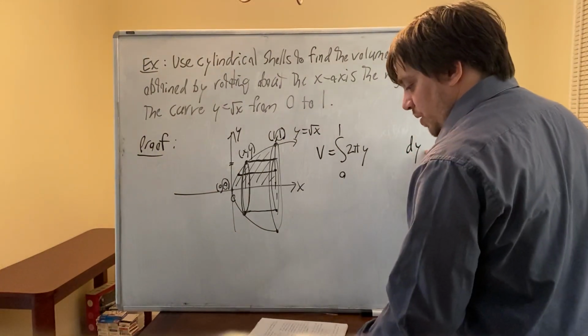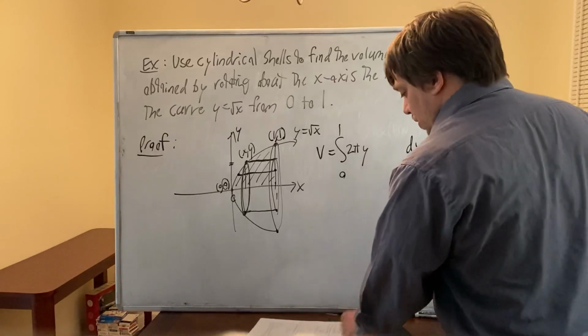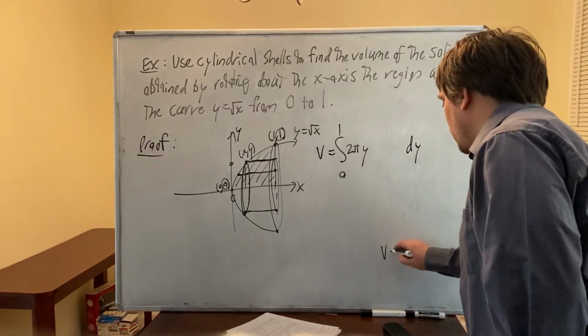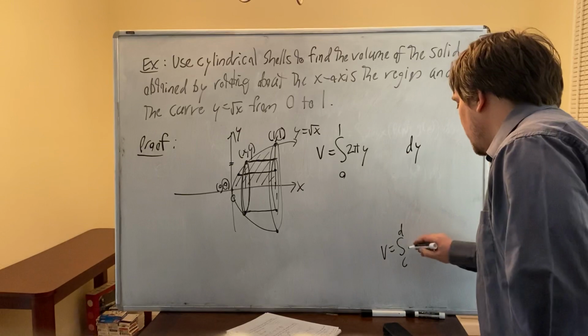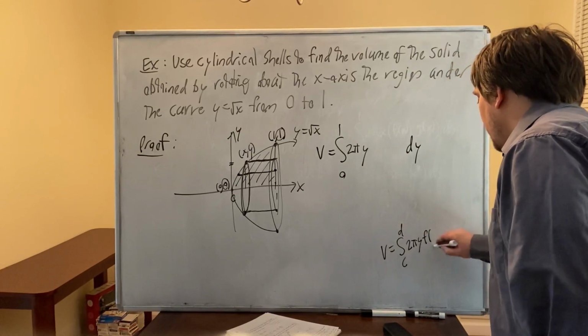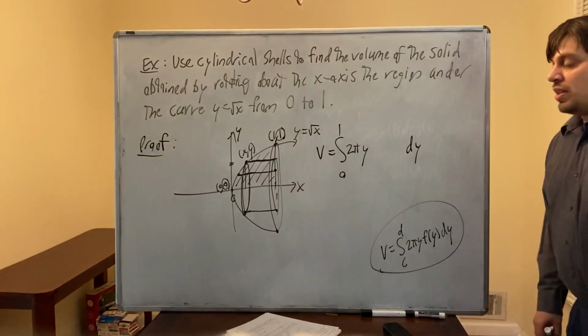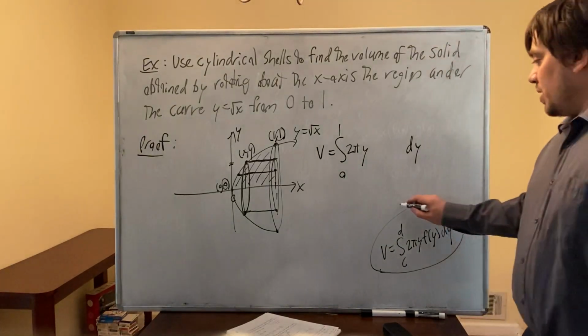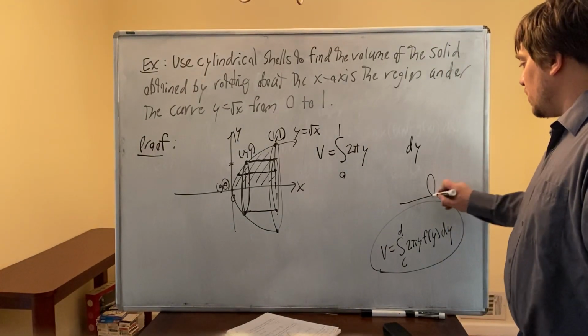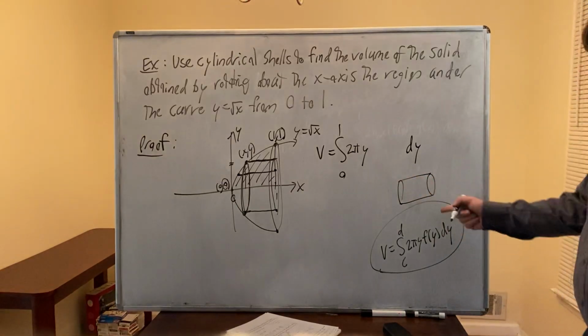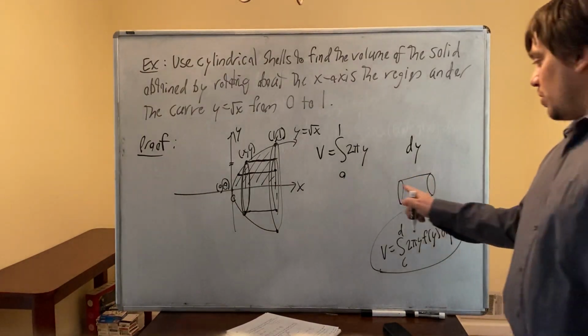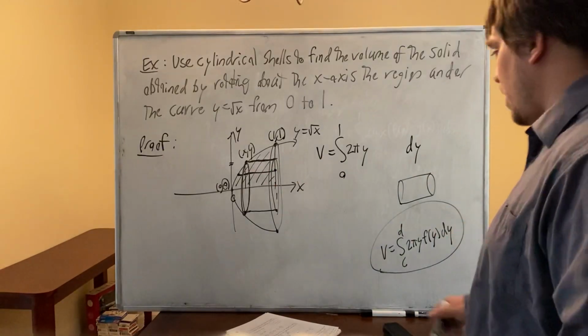And so our formula is going to be slightly different. The formula is going to be of the form V equals the definite integral from c to d of 2 pi y f of y dy. That will give you the volume when the cylindrical shells are in this direction. So now the cylindrical shells are facing that way. And when they're faced on the side, you use that formula, right?